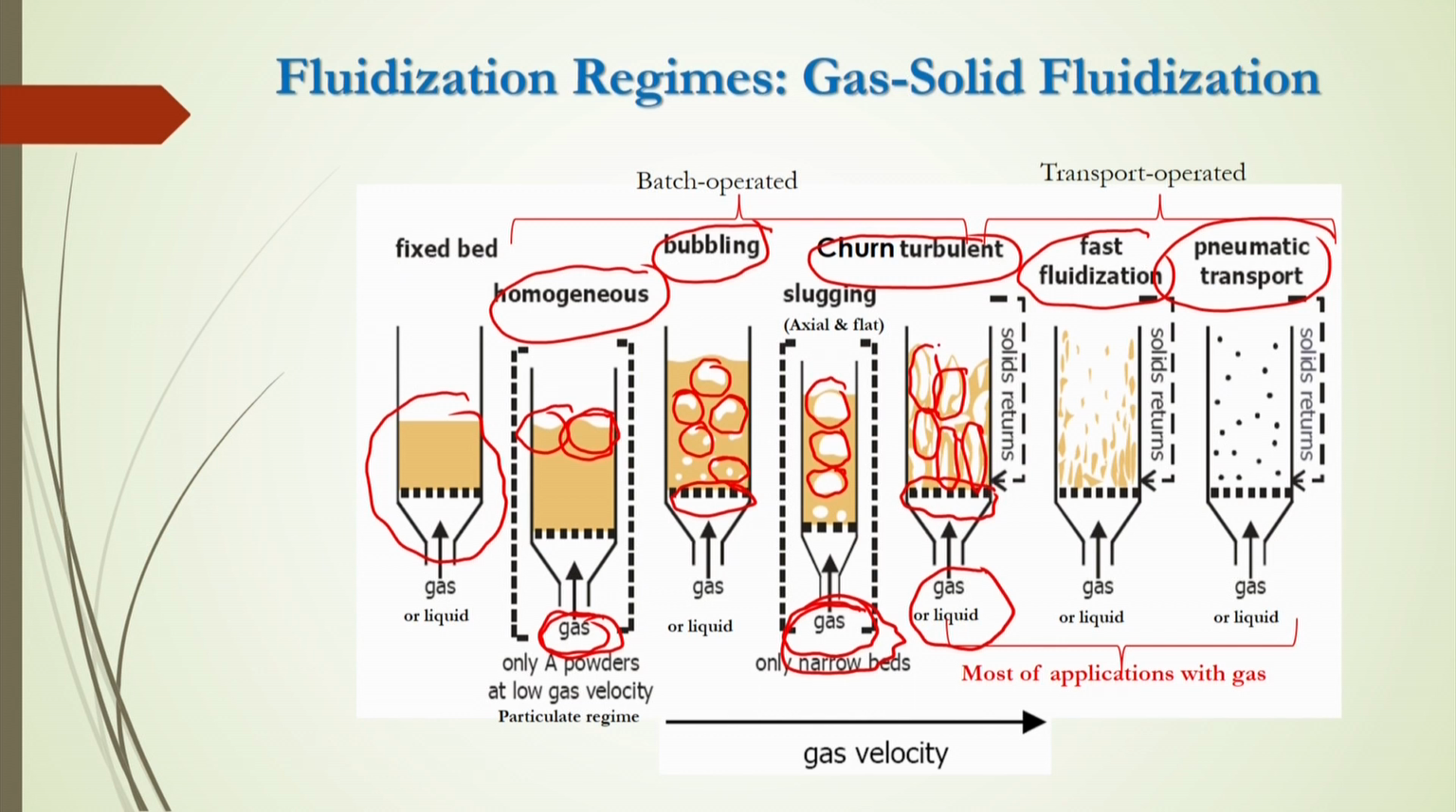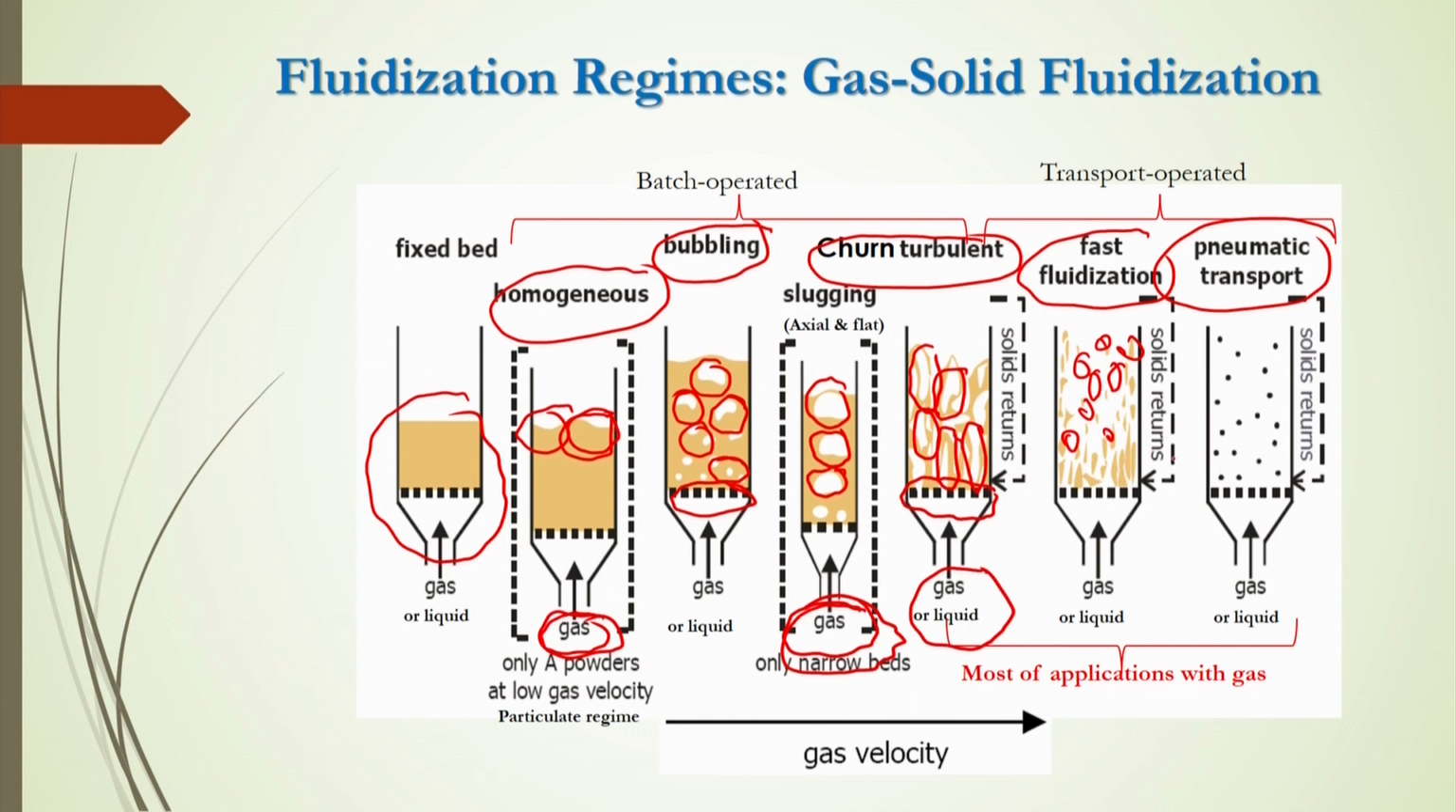So, this is the bed operated regime, whereas in transport operated cases, if you increase the gas velocity further, there will be a very dilute solid concentration distributed inside the bed, in such a way that the maximum portion will be the gap, or the void, inside the bed. Smaller particles will be moving up, a small amount of particles, and this is fast fluidization, where particles move up as early as possible along with the gas.